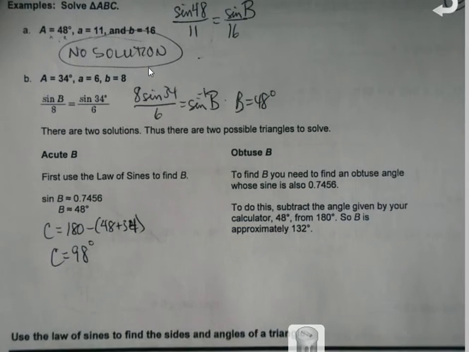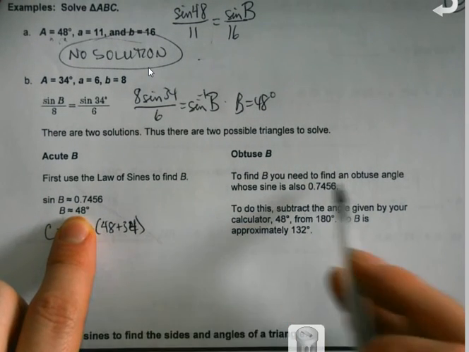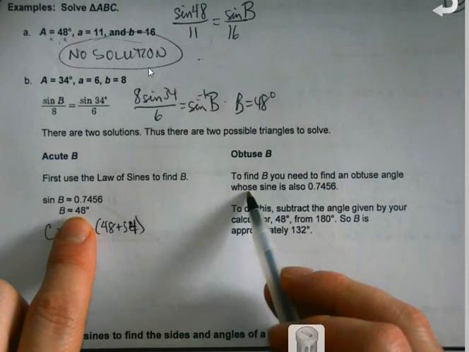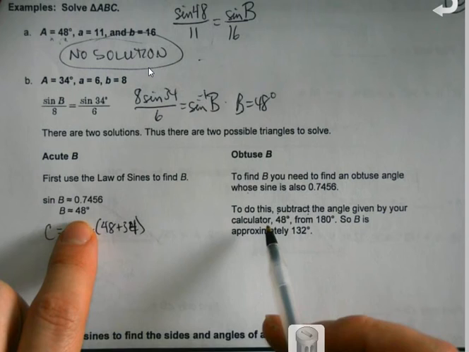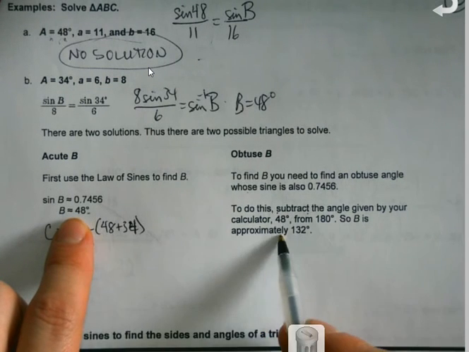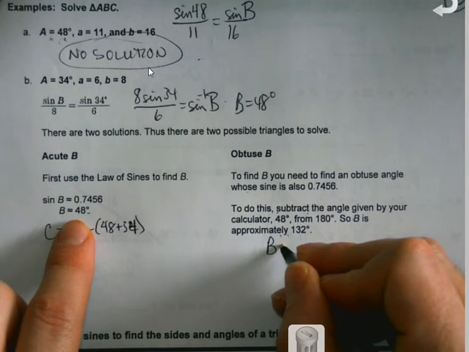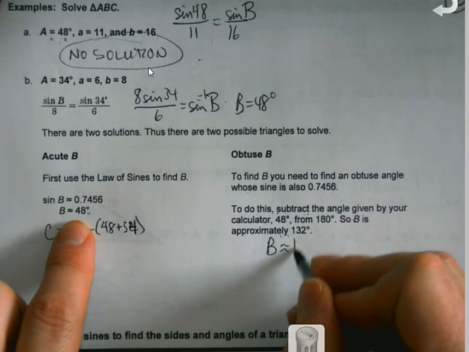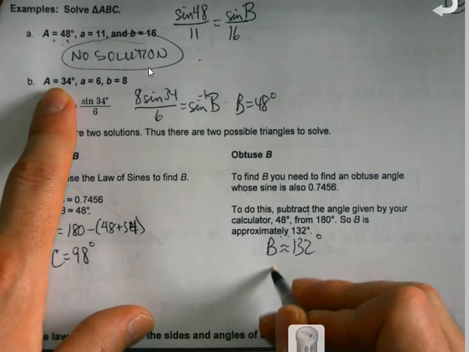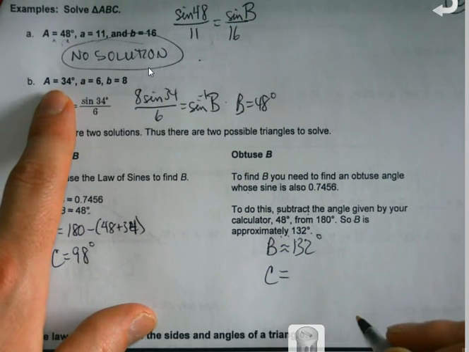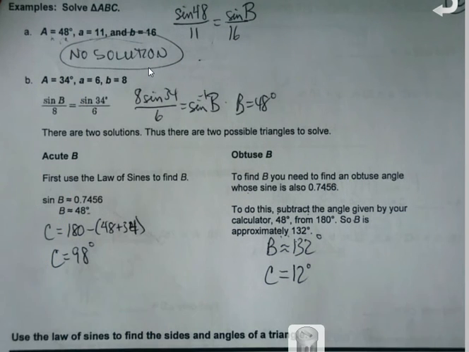So then, once I find B, which I just did, we're also going to need to figure out an obtuse angle whose sine is the same. And all you're going to do is subtract the angle that we found for B from 180. So in this case, my second triangle that has the same measurements, my B value would be 132, and then I'd use the rest of this to find my C. 168 from 180 would be 12, and then I could find side C.